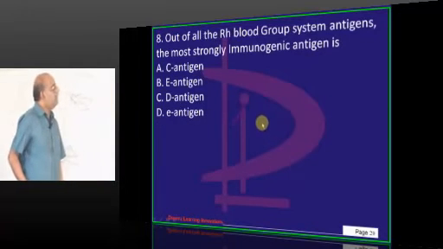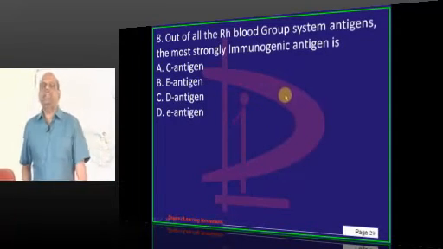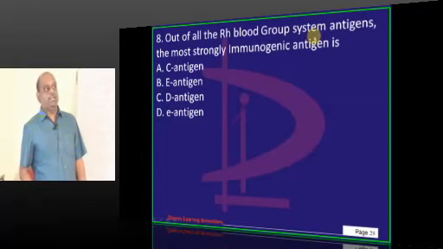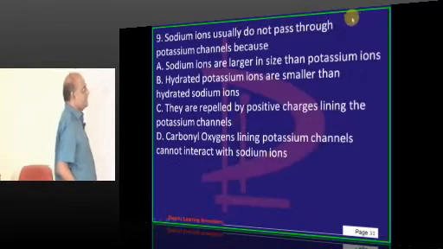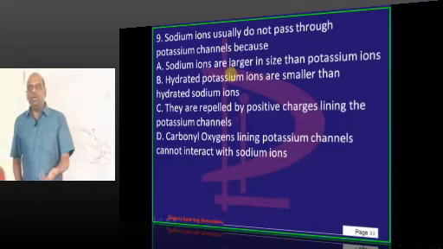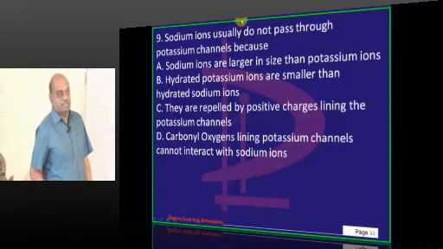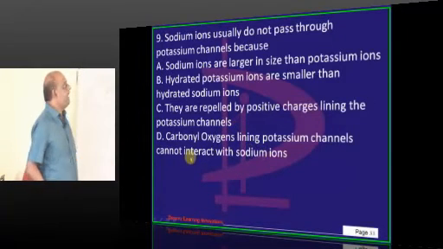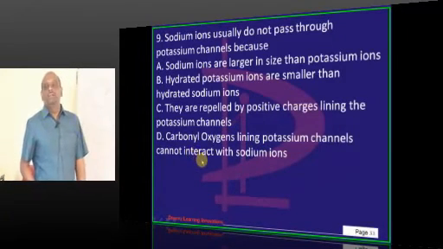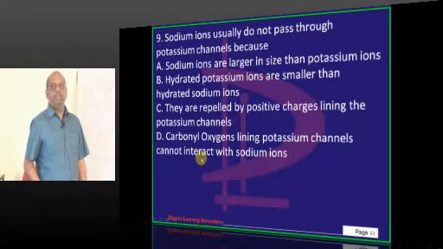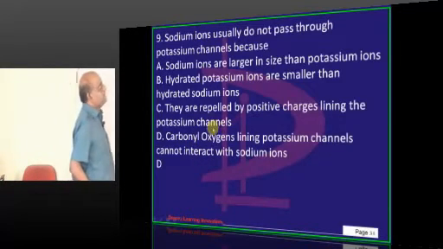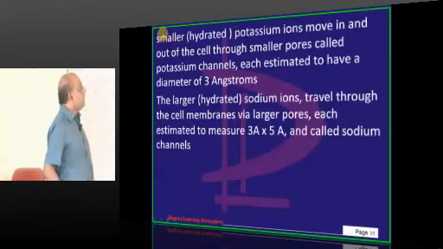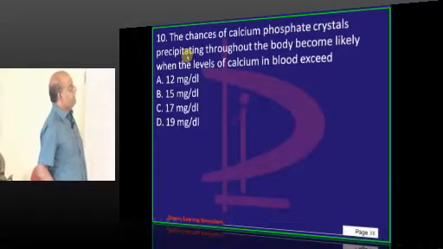Now, most immunogenic is obviously D. Anti-D immunoglobulin, Rogam, is the one which we administer whenever Rh isoimmunization is suspected. Why can sodium ions not pass through potassium channels? What is the difference between them? The carbonyl oxygens lining the potassium channels cannot interact with the sodium ions. They can only interact with the potassium ions. That makes potassium channels impenetrable for sodium to pass through. In the molecular structure is what you need to appreciate.